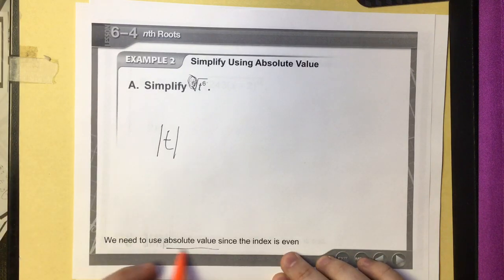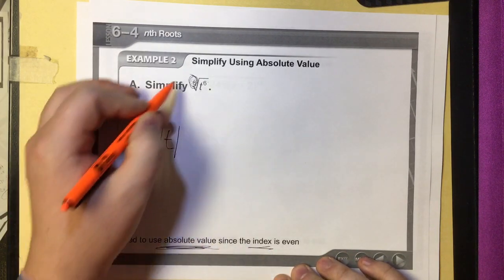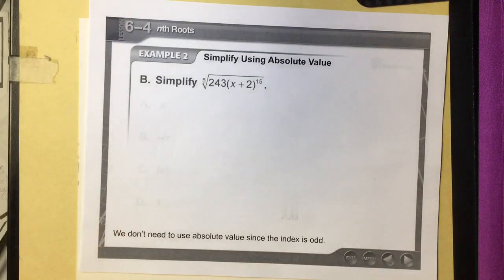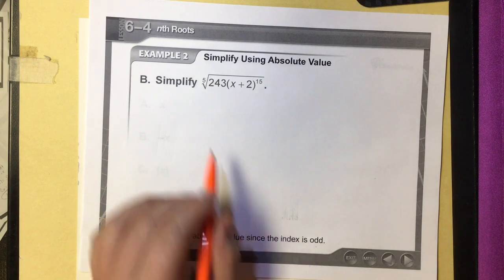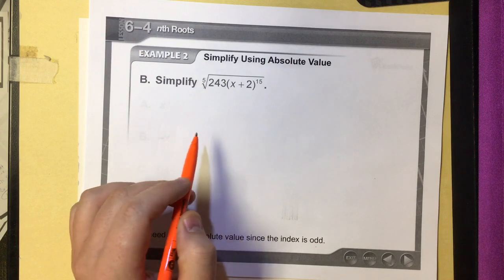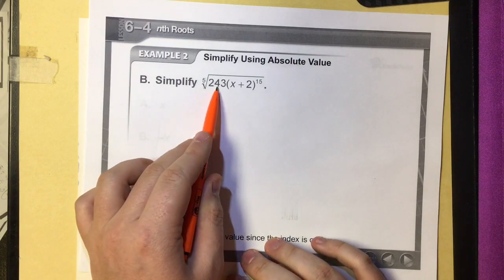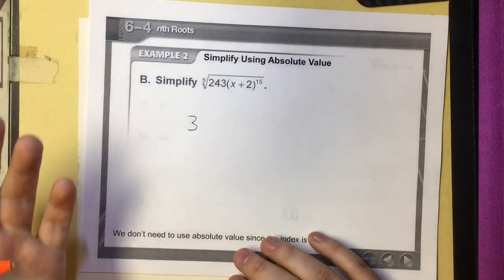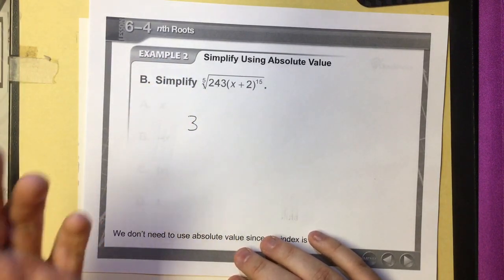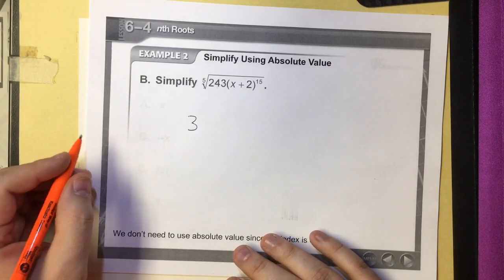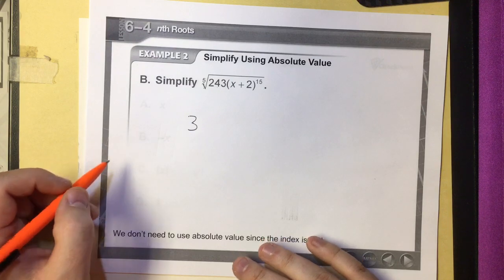Again, the reason why we need the absolute value is because our index right here, 6, is even. For this example here, we don't need any absolute values because our index is odd. Since our index this time is 5, odd, we don't need to worry about absolute values. So we find the 5th root of 243. We already talked about that one. It's 3. Again, that's because 3 times 3 times 3 times 3 times 3: 3, 9, 27, 81, 243. 3 times itself 5 times does give you 243.